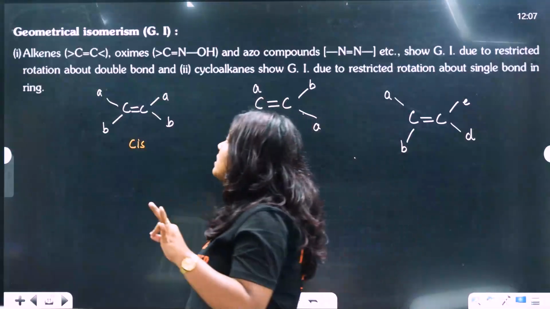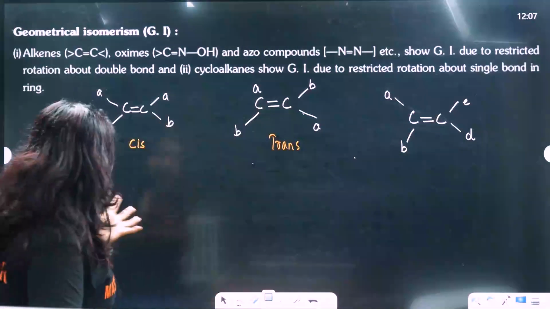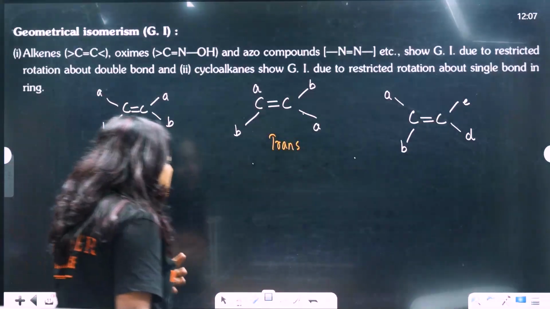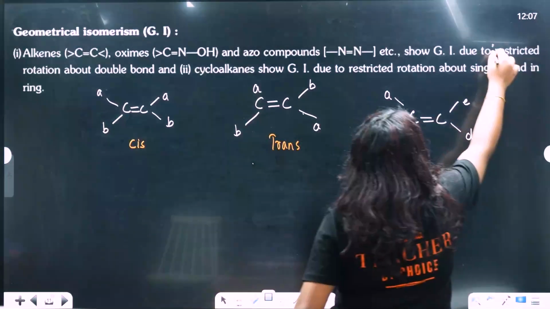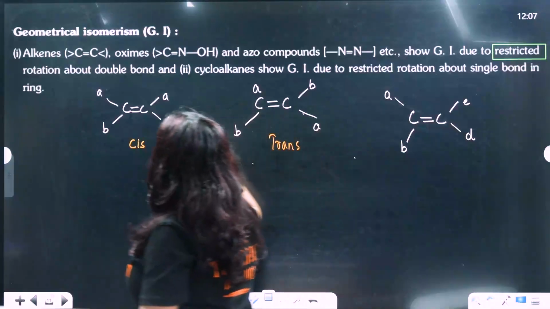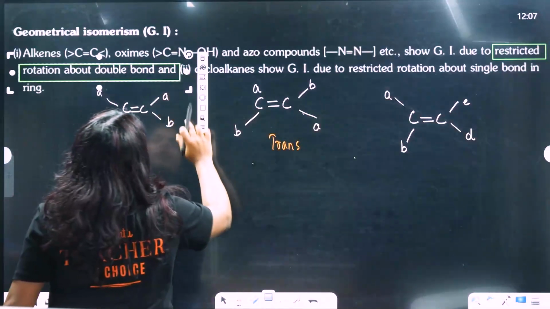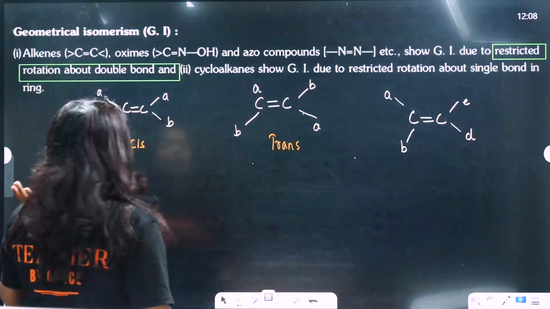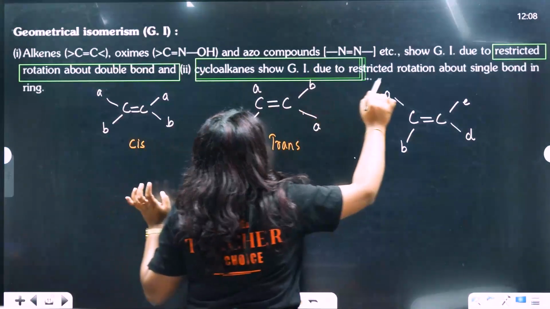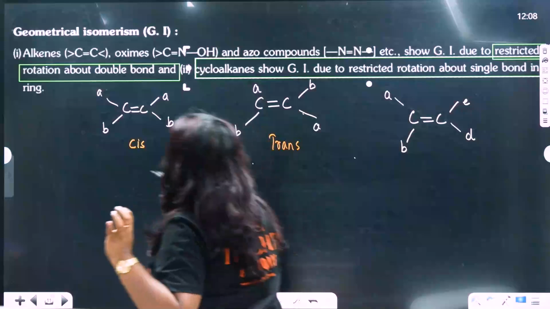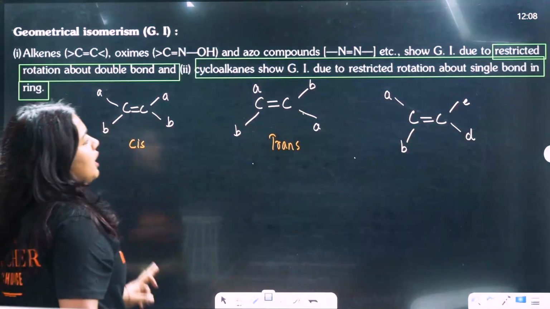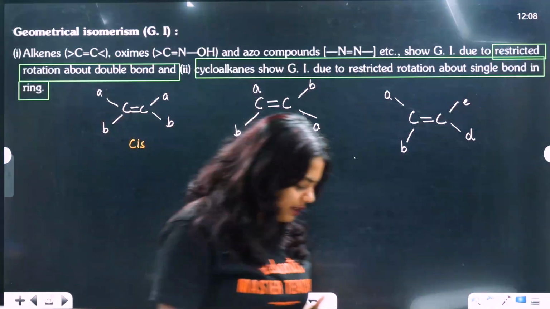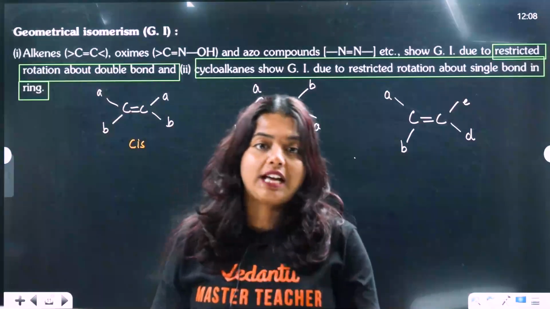So geometrical isomerism is basically shown by alkenes, oximes, and azo compounds, due to the restricted rotation about the double bond. In cycloalkanes, there is a restricted rotation about the single bond in the ring also. Now let me tell you one thing, my dear students: before going to geometrical isomerism, you have to get knowledge about cis and trans.